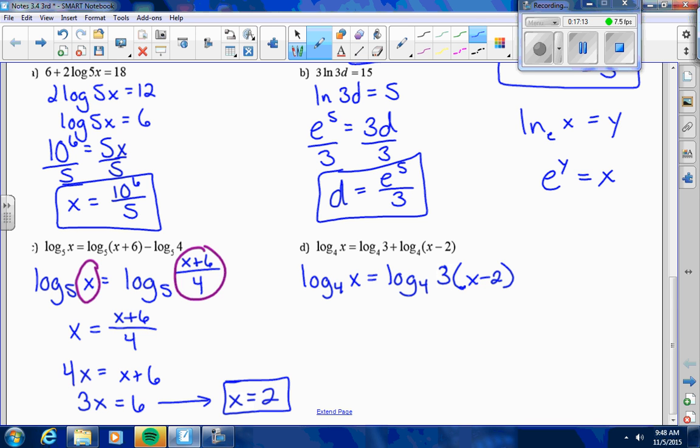So multiplying that out, then x equals 3 times x minus 2. So x equals 3x minus 6. I can subtract the 3x from both sides, so I have negative 2x equals negative 6. So x equals positive 3. X equals 3.